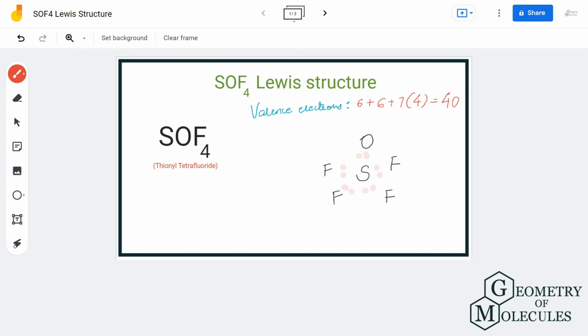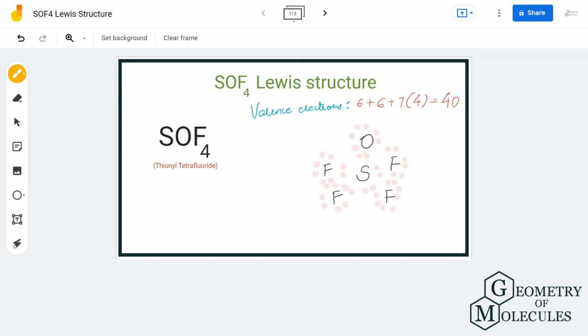Here, if you look at this Lewis structure, each fluorine and oxygen atom requires 6 more valence electrons to have a complete octet. 6 into 5, we need 30 valence electrons to complete the octets for all these atoms. As we are left with 30 more valence electrons, we place 6 valence electrons around each atom besides the sulfur atom. Now, you might wonder whether this is the proper Lewis structure for SOF4 because we have used up all valence electrons and it looks fine.